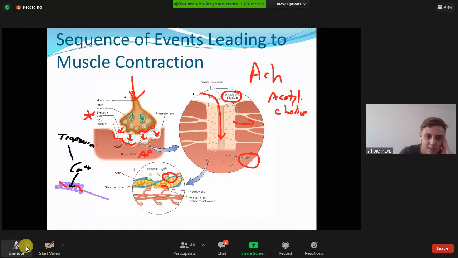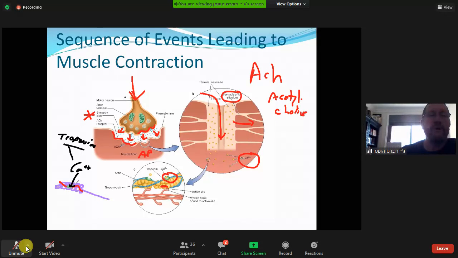Once attached to the troponin, it causes the tropomyosin here to move. Simple, it causes a conformational change. Once the tropomyosin moves, the active site, so actin, is now exposed.